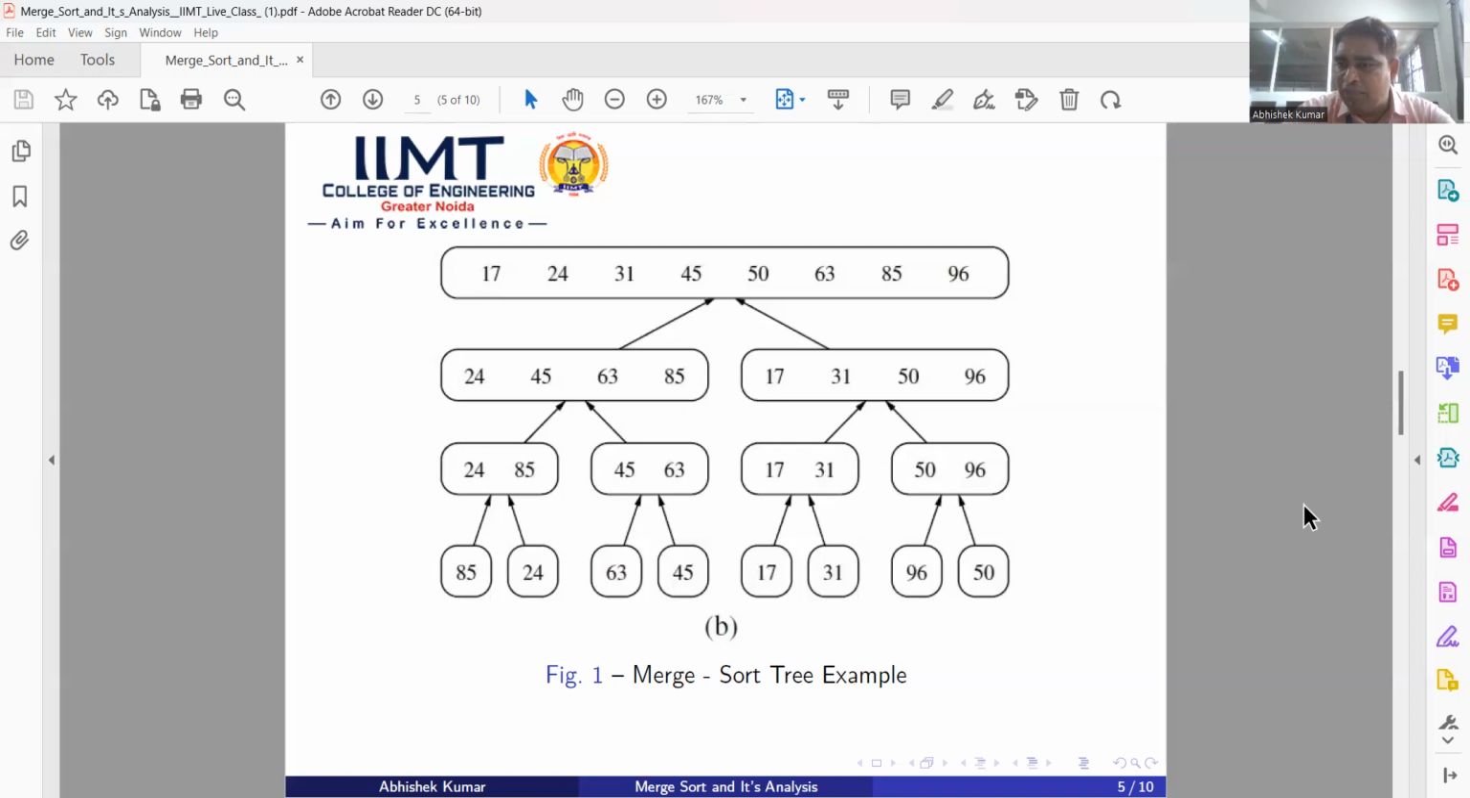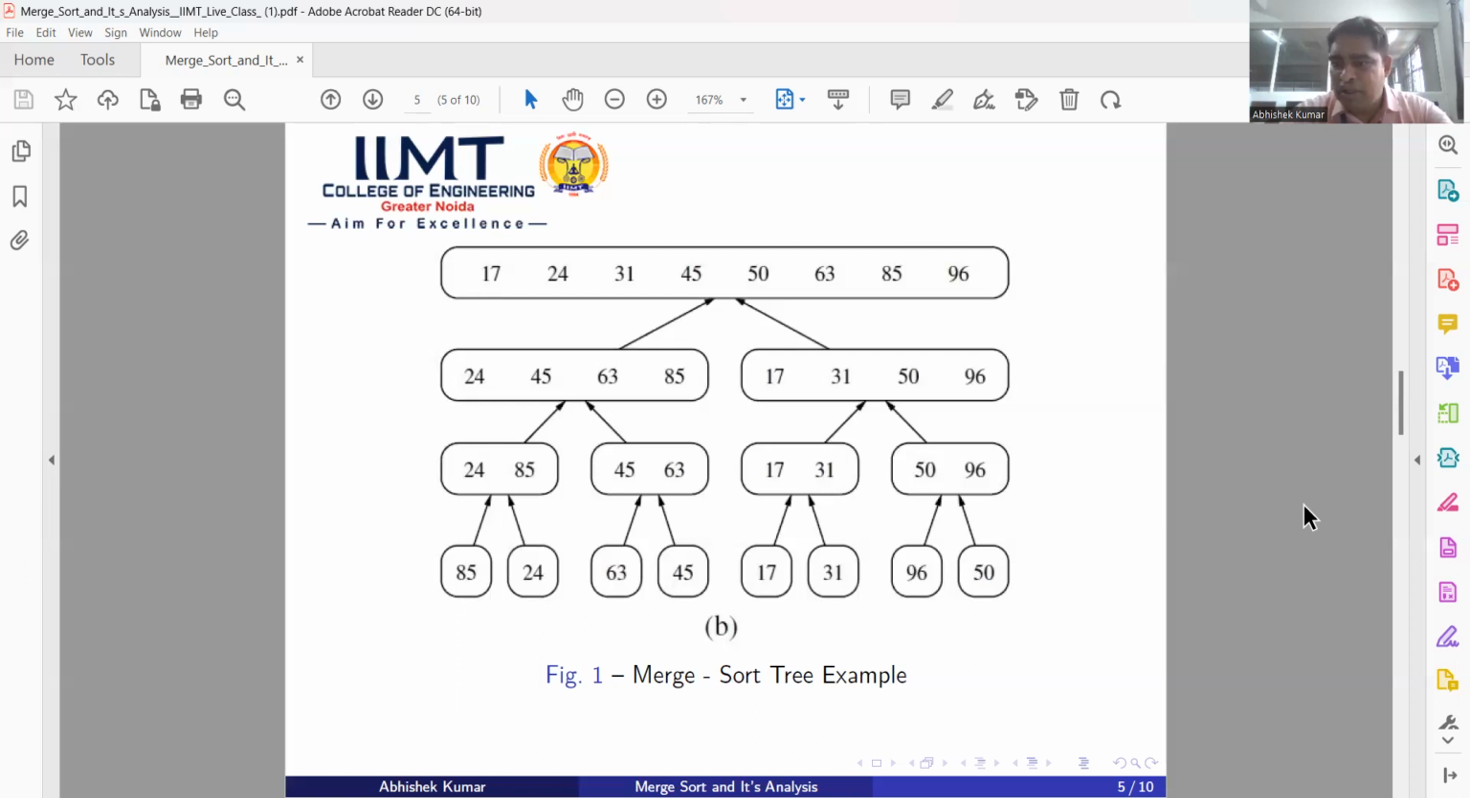So the I value will now point to 85 and J will point to 96. Again, 85 will be compared with 96. 85 is smaller than 96, so 85 will go to the root level. And now finally again the I value will increase. So now in the left subsequence there is no element, so 96 will be copied to the root level.